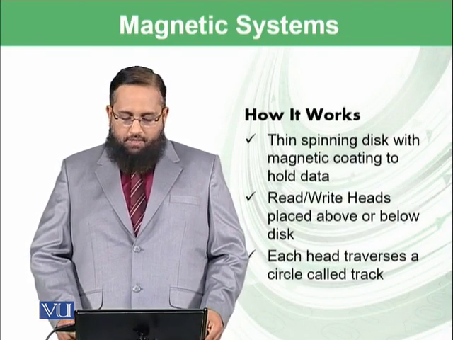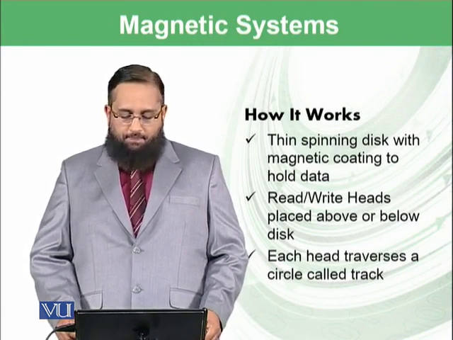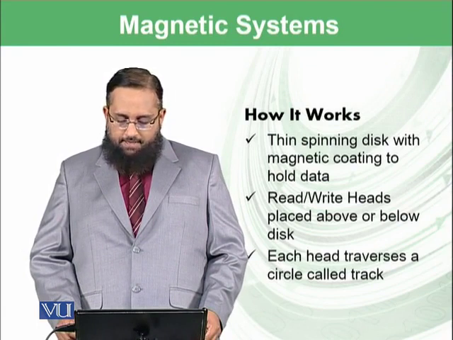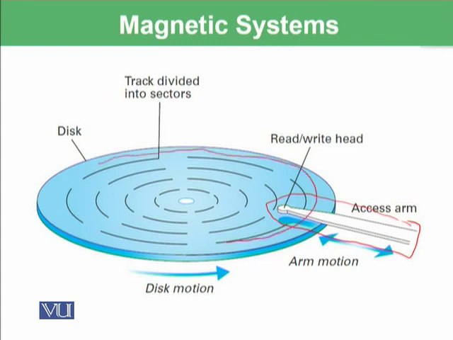How does it work? So in fact there is a thin spinning disk with magnetic coating to hold data, and there is a read-write head placed above or below the disk. I will show you in the next slide, and each head traverses a circle called track. So here you can see that there is a read-write head. So from here the data is being read, and these are the tracks you can see. And so for example, from here until again going back, this is called one track.